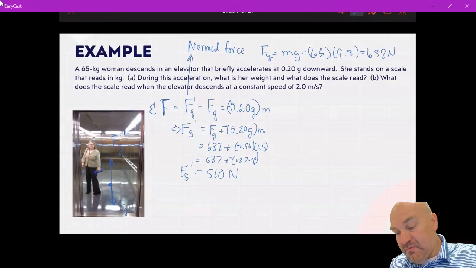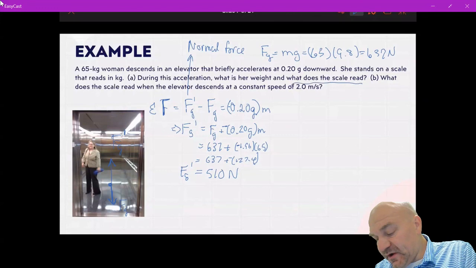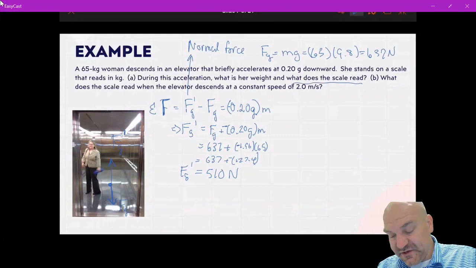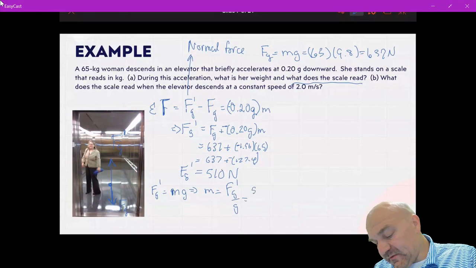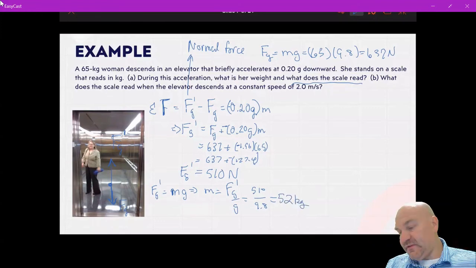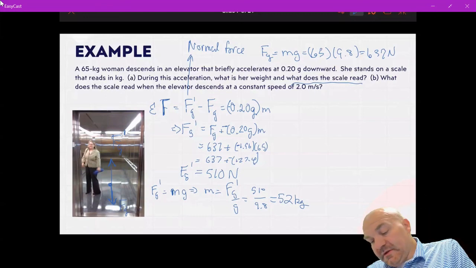Now the second part of the question says, what does the scale read? Which means what essentially is her mass? So we would just take this number, so we take our Fg prime and divide it by our 9.81. So m would be Fg prime over g. So it's going to be 510 over 9.8, which is going to give us 52 kilograms as her mass.